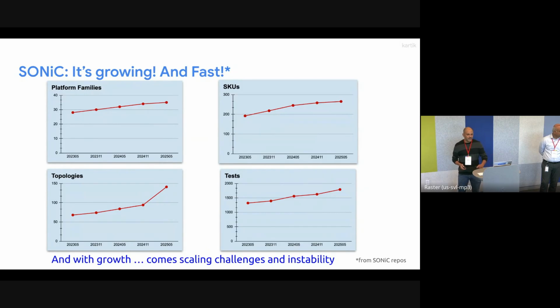And you can just see that along any possible dimension you can imagine that SONiC is growing and it's growing fast, right? And especially notable is the number of topologies that are being supported, which are reflective of the number of roles in which SONiC is evolving to operate in. And with this means more participants, more changes going in, more opportunity to break things as you make changes. And so you end up with inevitable scaling and challenges and instability.